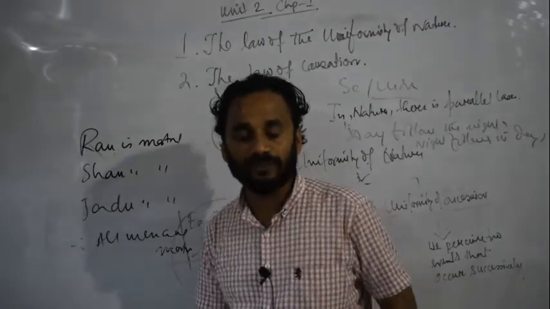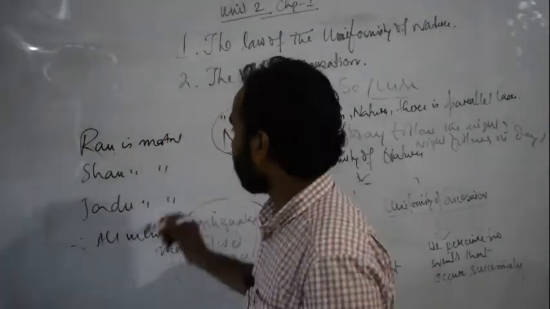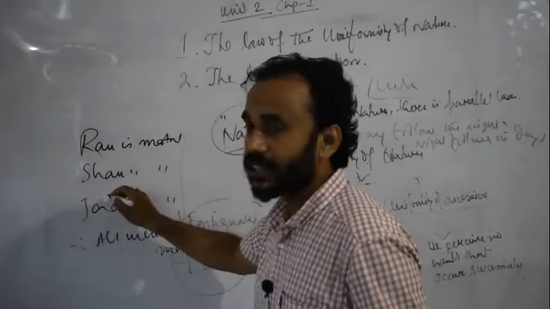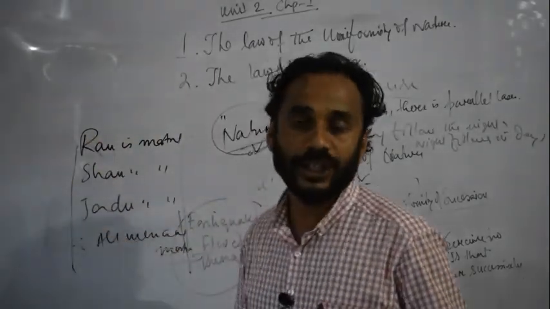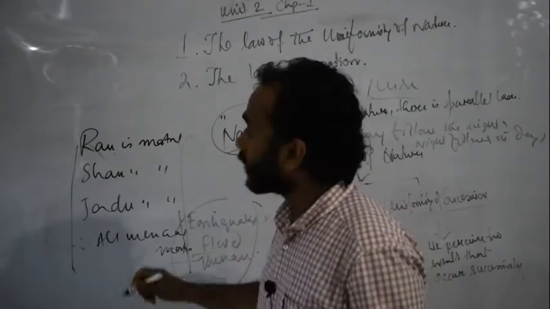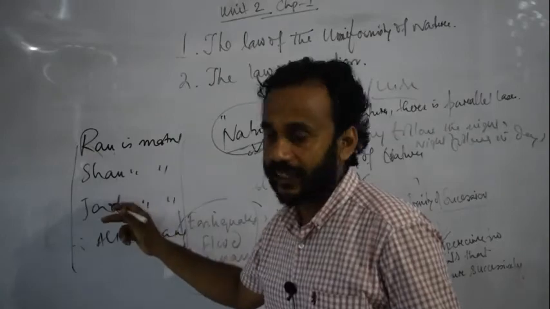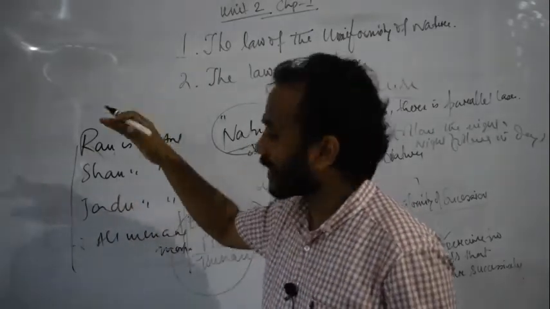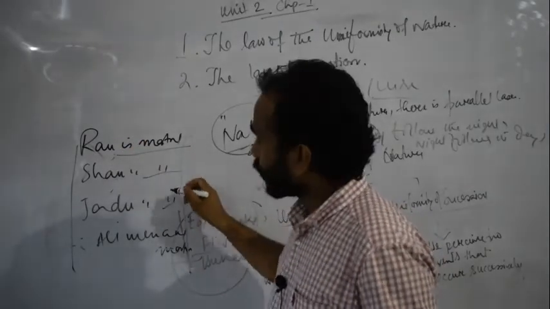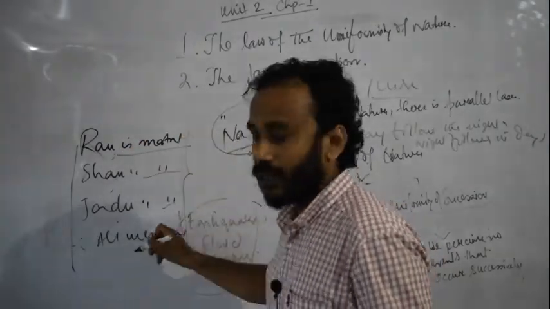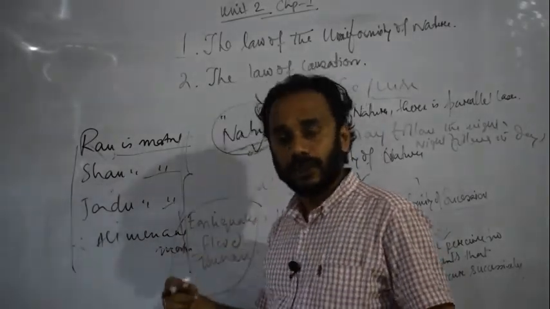The principle of the uniformity of nature is regarded as the ground of all inductions, because without it we can't establish a general real proposition. From the observation of the mortality of some men, not all, just Ram, Sham, Jadu, we establish the general proposition that all men are mortal.